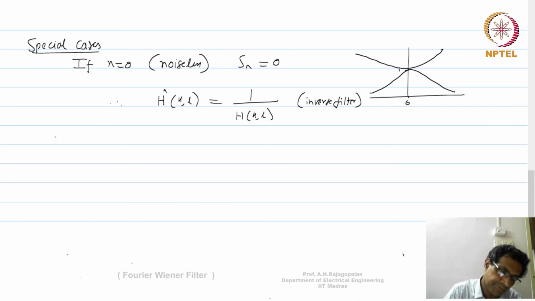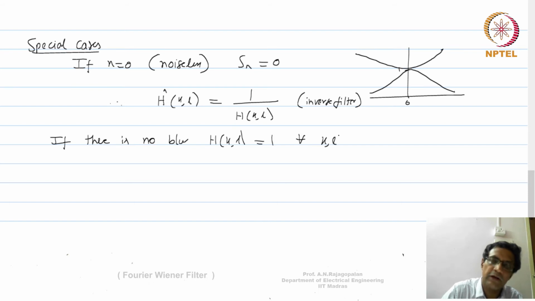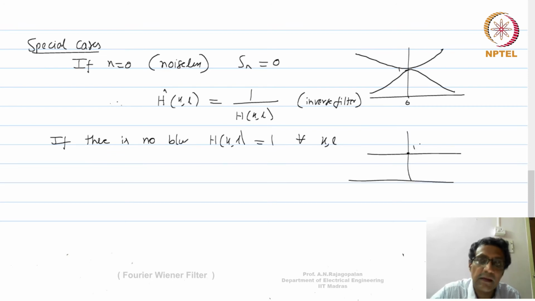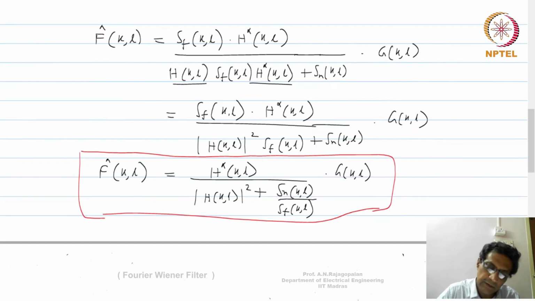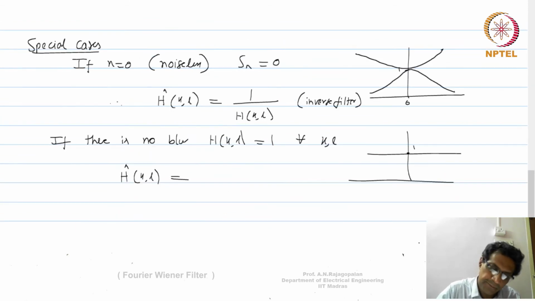My next case is if there is no blur, or in other words we have H_KL equal to 1 for all KL. That means you have only noise, which actually means that you have a blur which is simply a constant. For this situation, if you examine what kind of H hat you get in the Fourier domain, substituting H star is 1, everything is 1, you will get 1 by 1 plus S_n(KL) by S_f(KL).